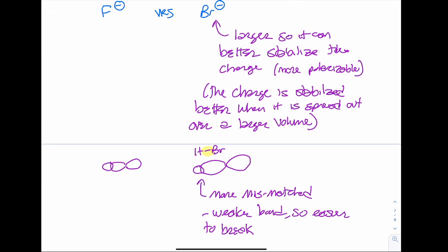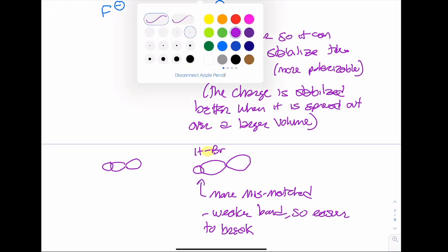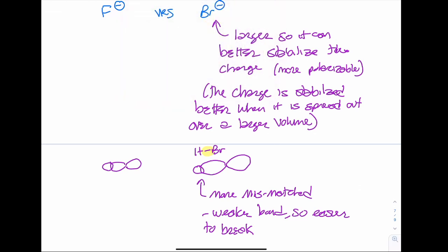Again, what I won't take is just saying because it's further down on the periodic table. I'm just going to say, why does that make it more acidic? Stating a trend is never the answer to that trend, right? It's just stating the trend. So be careful for that.